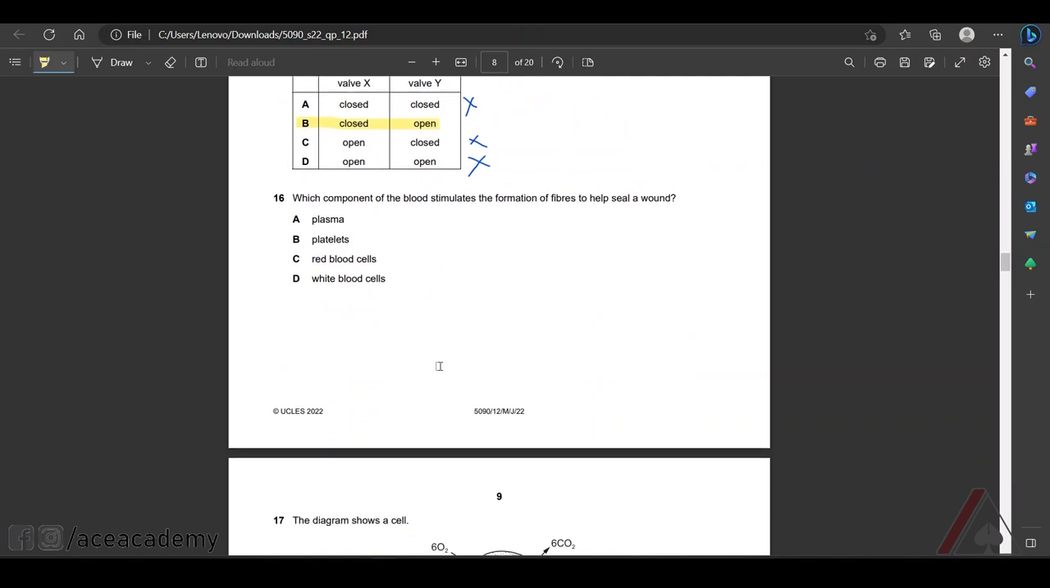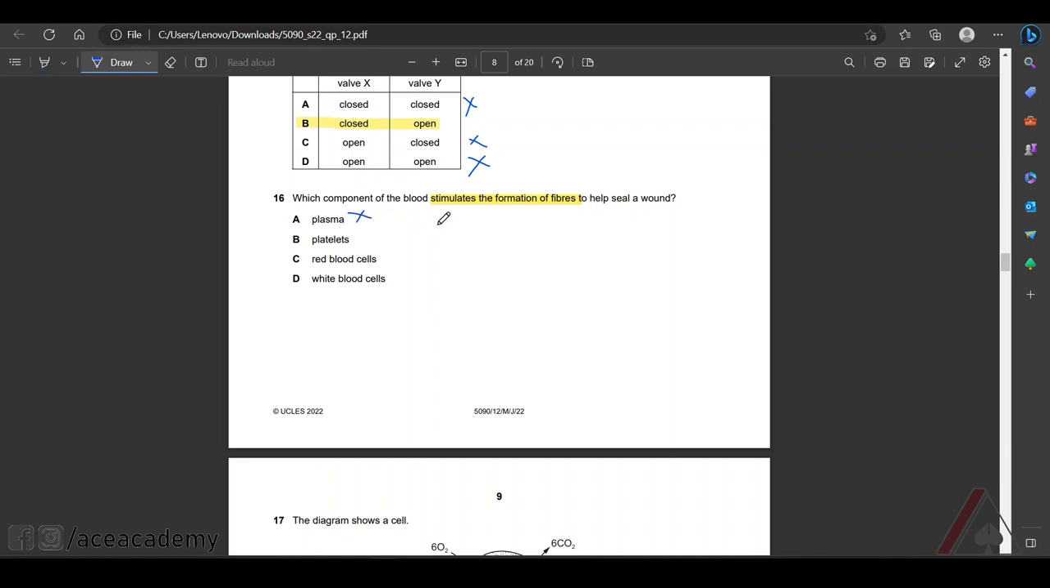Let's move on to the next question, which says, which component of the blood stimulates the formation of fibers to help seal a wound? Let's look at the options. Option A says plasma. No, this is wrong. The plasma doesn't stimulate formation of fibers. It is just a solvent medium and a medium for transport. So A is wrong.